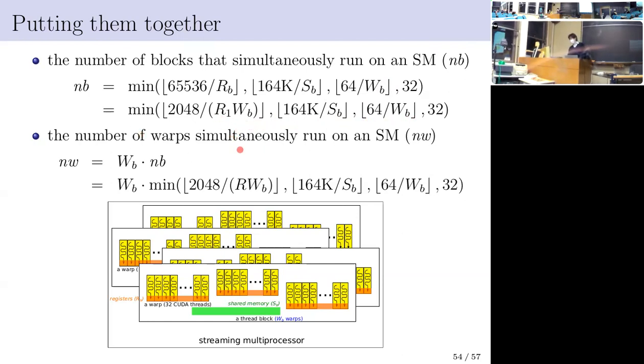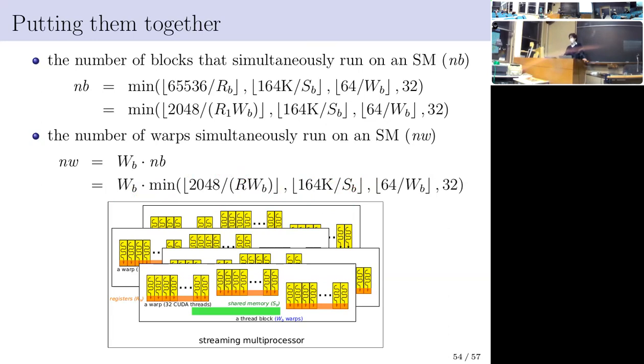And then the number of warps that can simultaneously run: I'm just translating the number of blocks into the number of warps by multiplying the number of blocks by WB, which is the number of warps inside a single thread block. So this is the formula that tells you how many warps are running simultaneously on each streaming multiprocessor, given a specific configuration of register requirements and shared memory requirements.